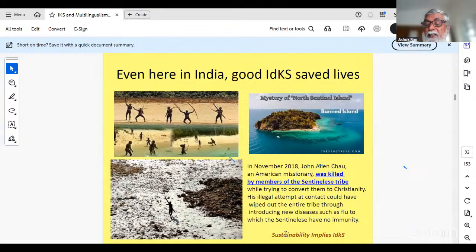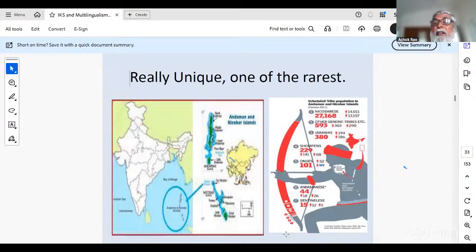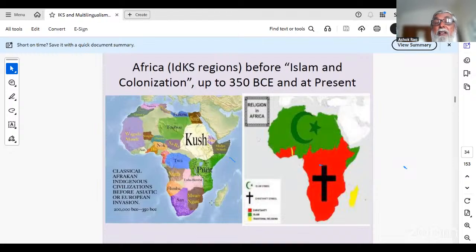Sustainability implies indigenous knowledge. And you see here, so many indigenous populations in the Andamans. Africa was like this before the Islamic conquest and before the European colonization. Typically around 50 different cultures lived with 50 different languages. Today it's like this, almost vertically divided, southern half Christian, northern half Islam, and fighting with each other. Nigeria, the famous Boko Haram and all that, even here, right?